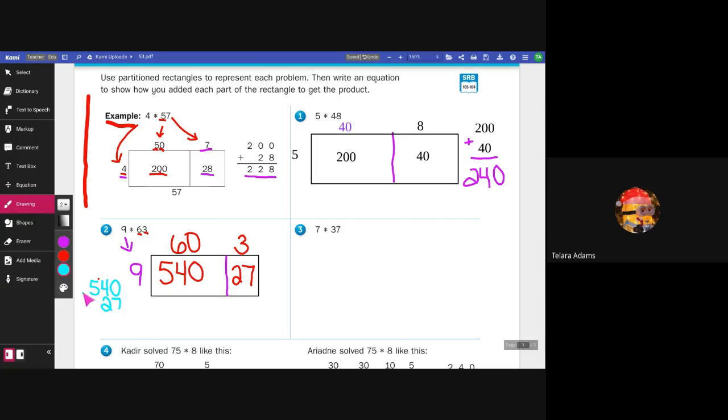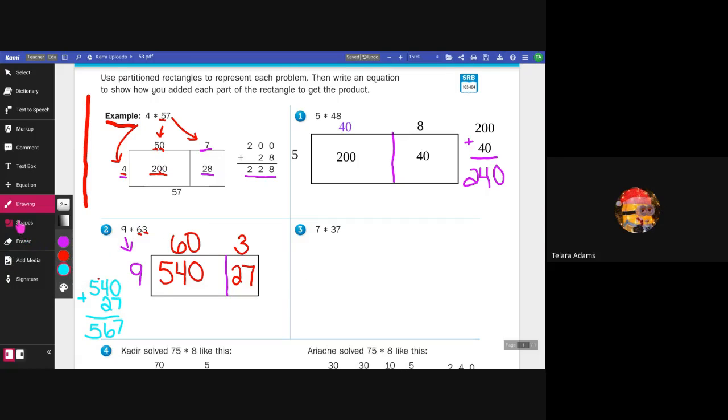540 plus 27. 0 plus 7, 7. 4 plus 2, 6. And 5 plus 0, 5. So the product of 9 times 63 equals 567. That's my answer.